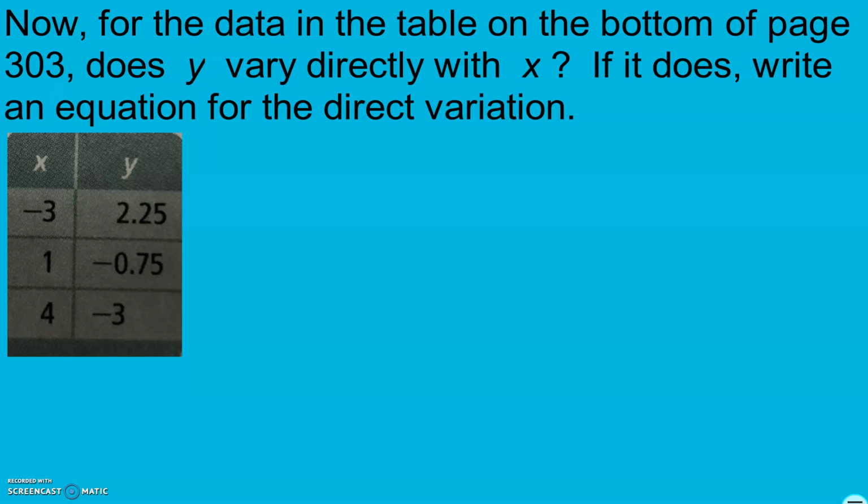Now, for the data in the table on the bottom of page 303, does y vary directly with x? If it does, write an equation for the direct variation. So again, here, in order to determine if y varies directly with x, we need to find our k value for each point. Y equals k times x. So if I solve for k, we get y over x equals k. And remember, k is like our slope. So our slope is y's over x's. K is y over x.